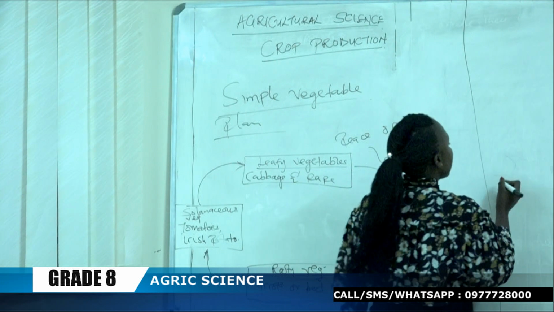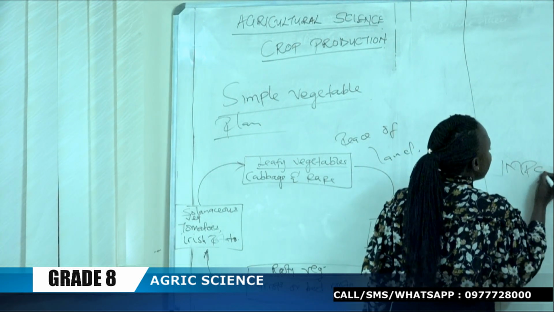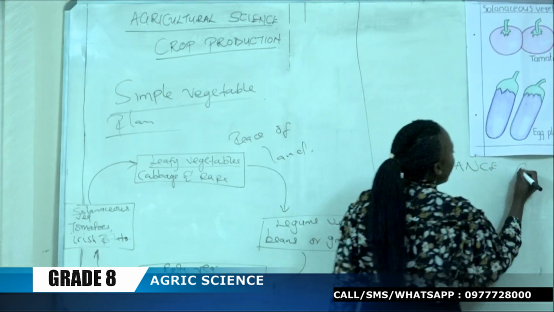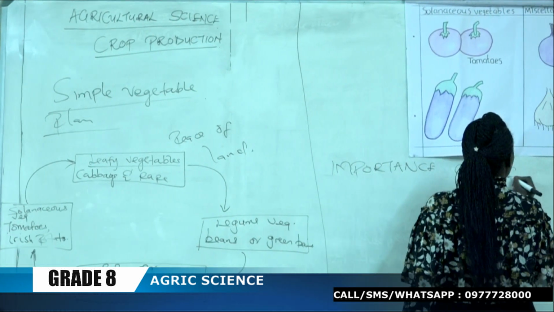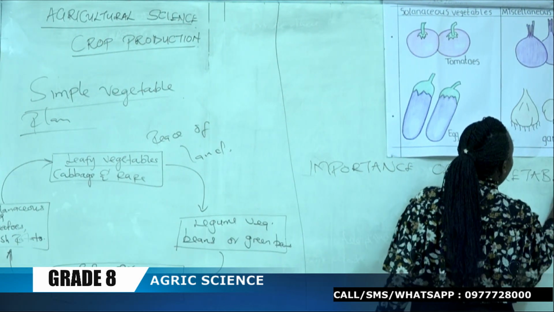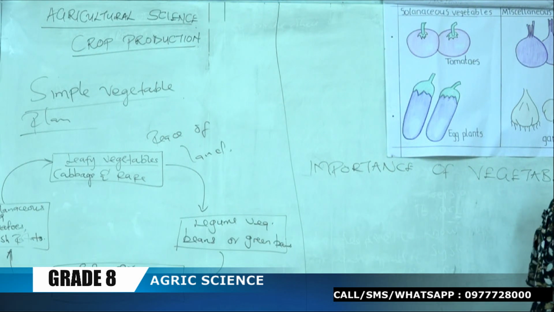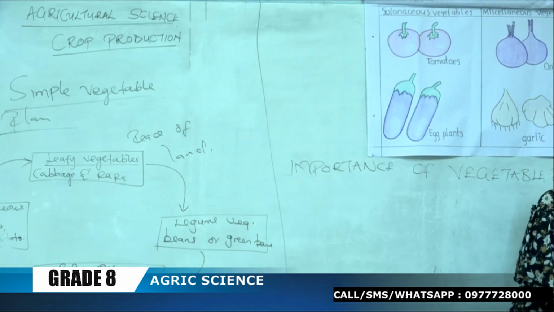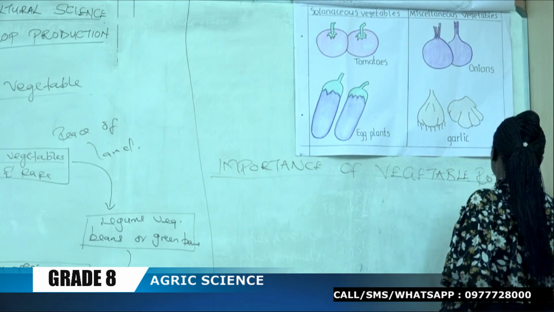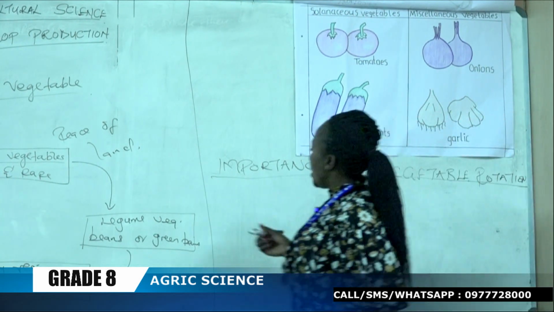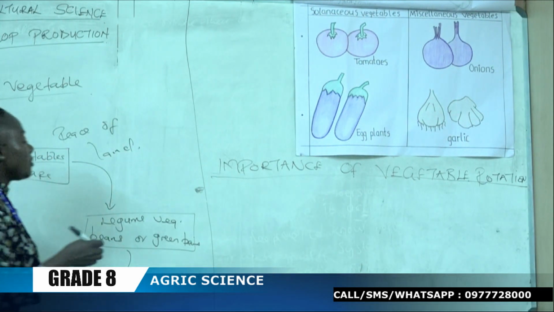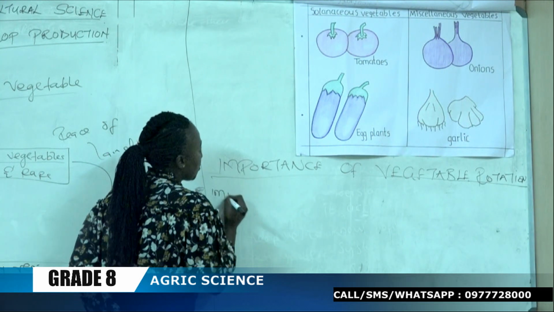So we'll talk about the importance of vegetable rotation. The first importance is that it improves the soil structure.